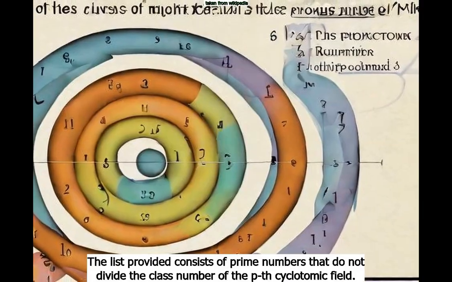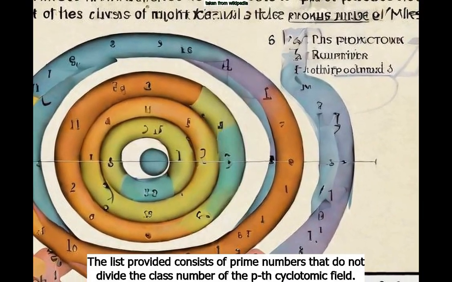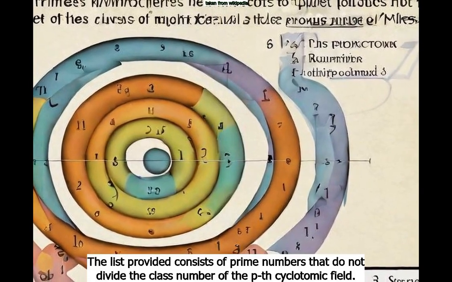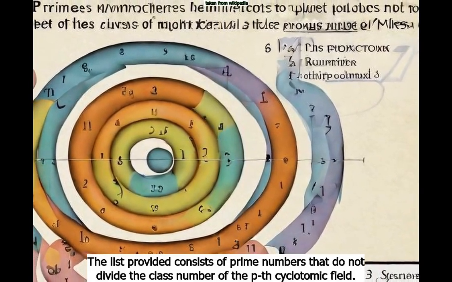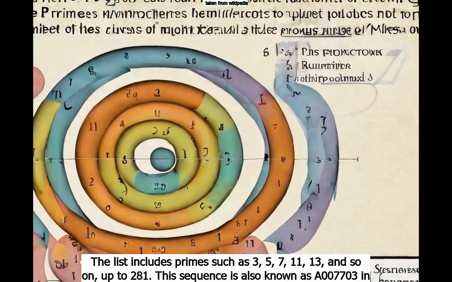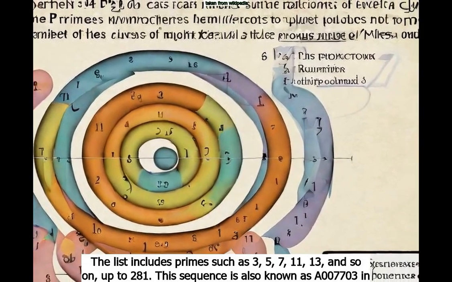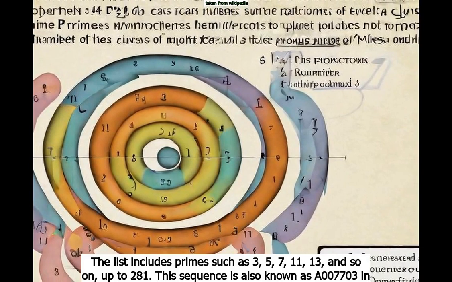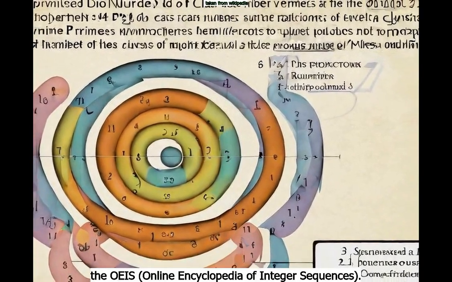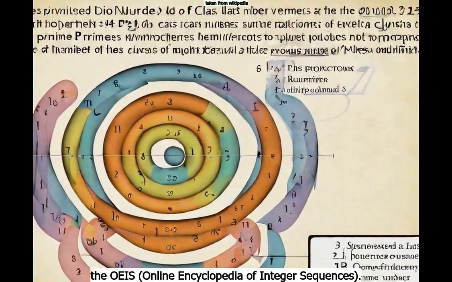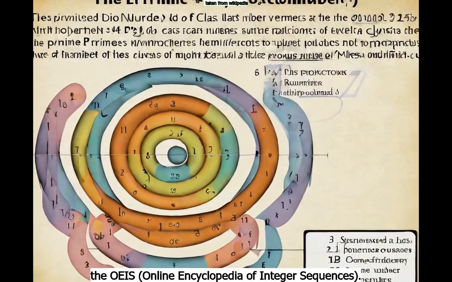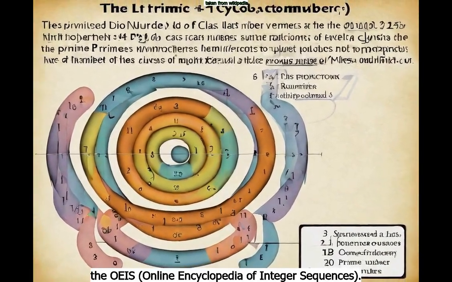The list provided consists of prime numbers that do not divide the class number of the pth cyclotomic field. The list includes primes such as 3, 5, 7, 11, 13, and so on, up to 281. This sequence is also known as A007703 in the OEIS, which stands for the Online Encyclopedia of Integer Sequences.